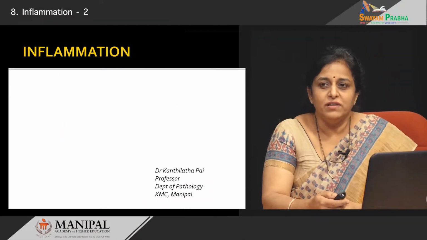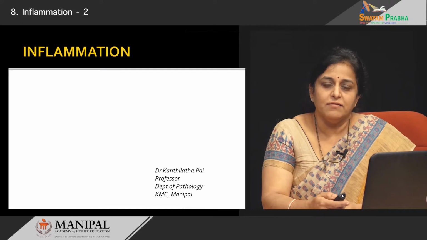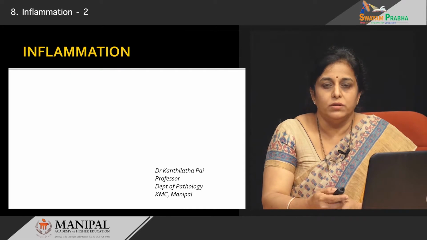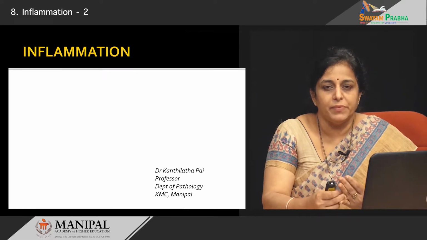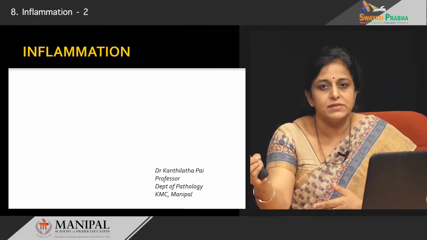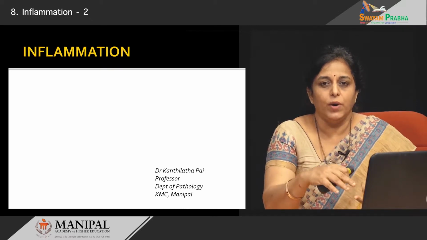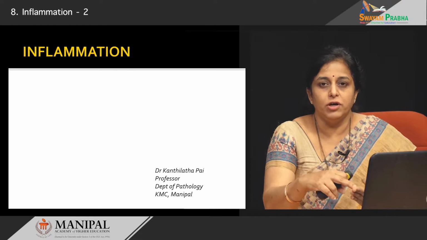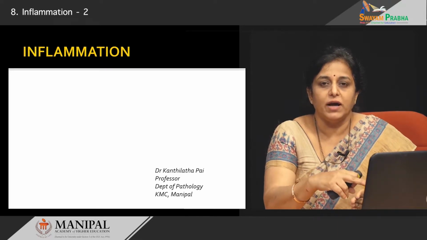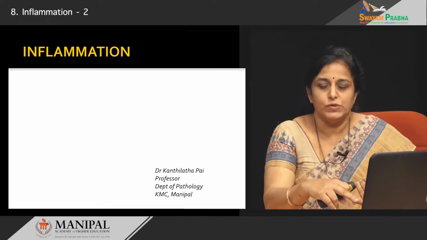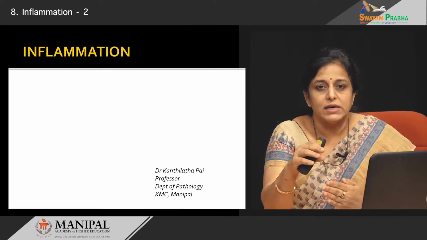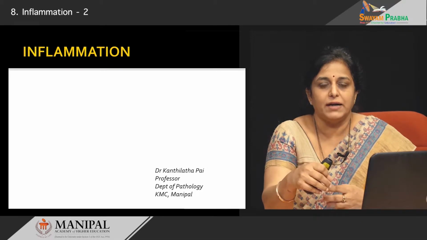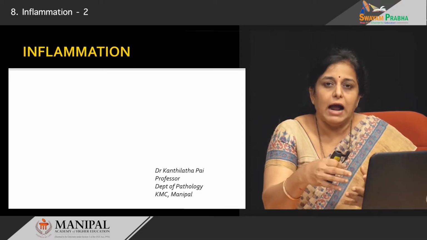Good afternoon, dear students. In the last class, we learnt about the cellular events that happen in inflammation, the sequential steps that happen before a leukocyte arrives at the site of inflammation. We learnt margination, rolling, adhesion, transmigration, chemotaxis, and finally phagocytosis. The leukocytes arrive at the site of inflammation and then they engulf the bacteria or any injurious agent and kill them.